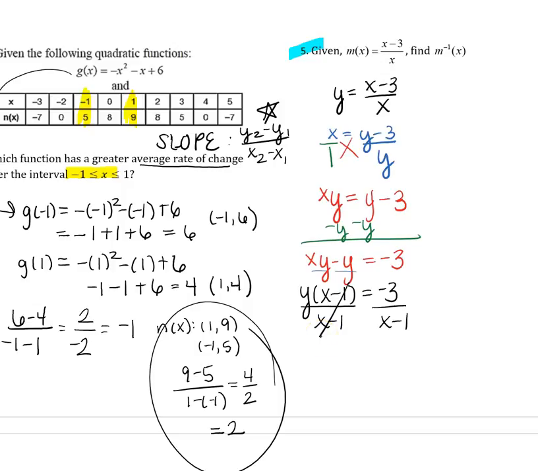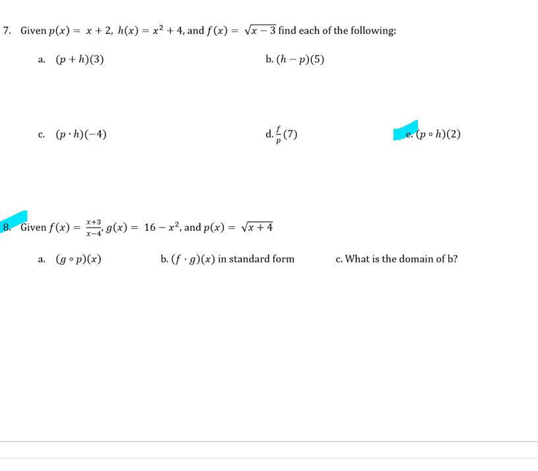But my answer is not going to be y equals, it's going to be m inverse of x. So final answer, m inverse of x is equal to negative 3 over x minus 1. And we would have found the inverse.